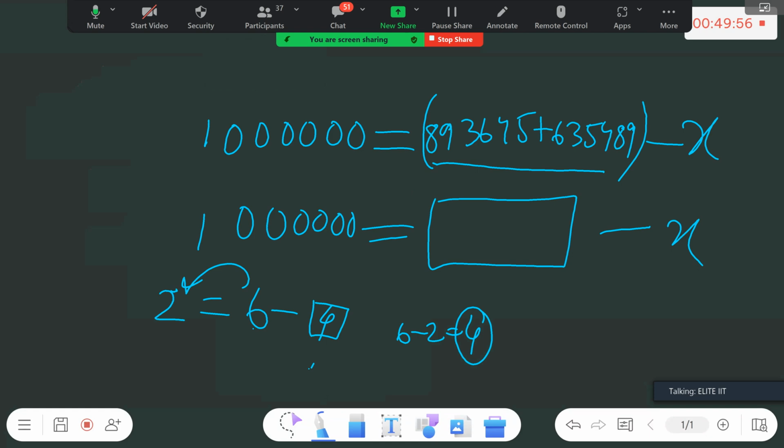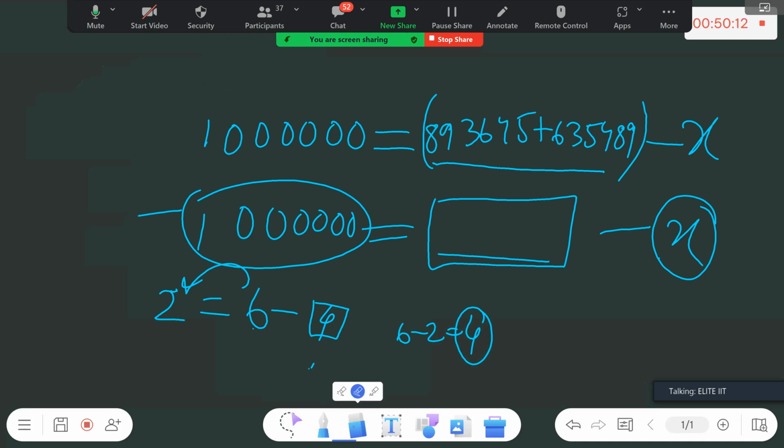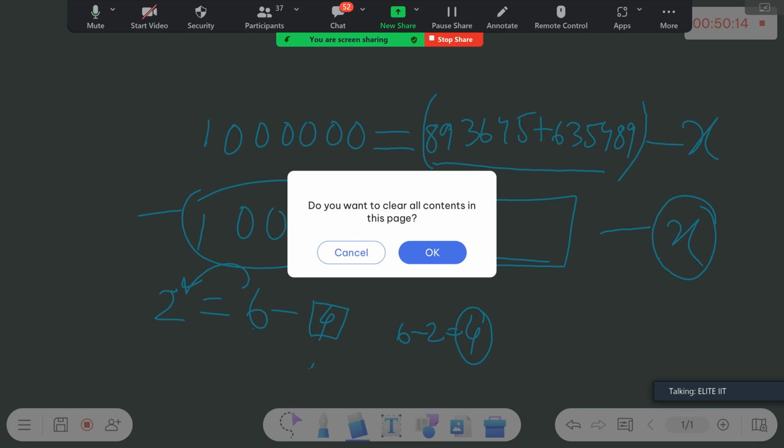So look here. This number also that you have to find, how can you get it? By doing this minus this. Yeah, you can do it at home. Do the calculations. Okay. Any other doubts?